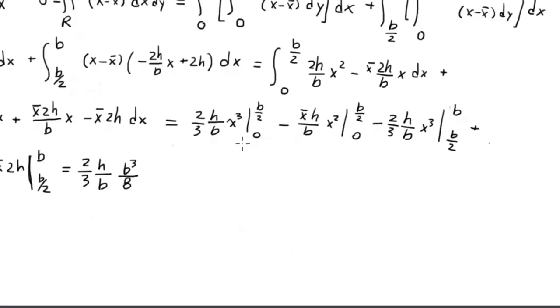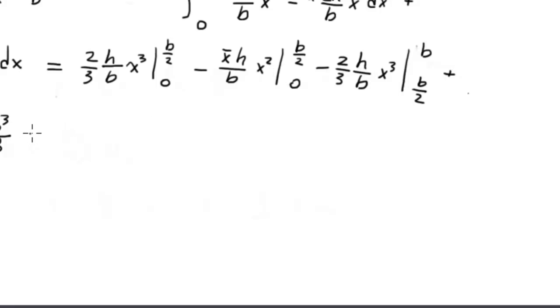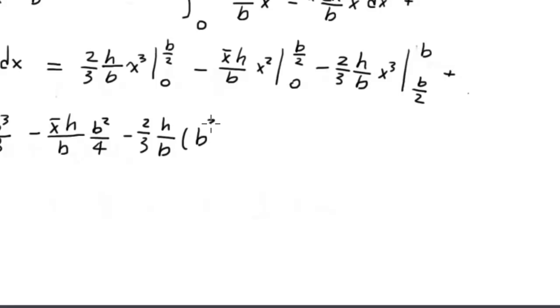This is what we have. Look at the second one: we have minus x bar and h over here and b, and then we have b squared over 4. That's what we have. For the last one, it's not really the last one yet, but let's look at what we have inside. This is going to be 2/3 and h and b, then b cubed minus b cubed over 8. This is what we have.